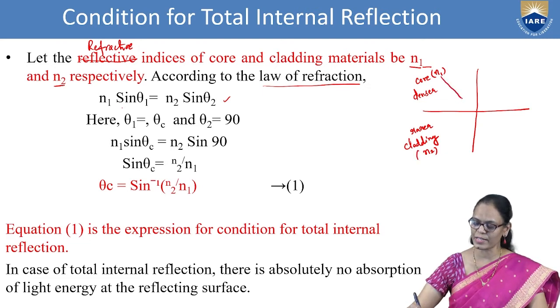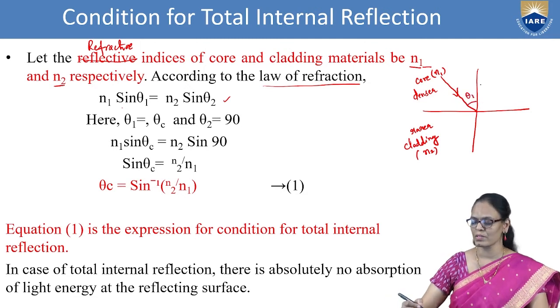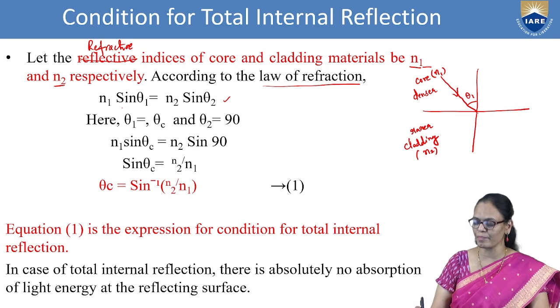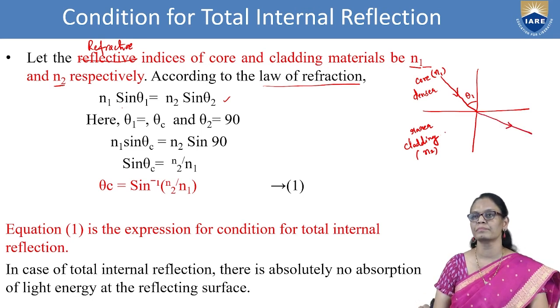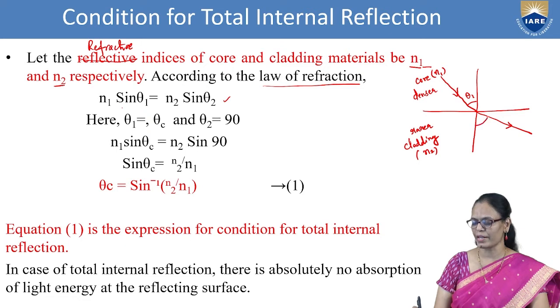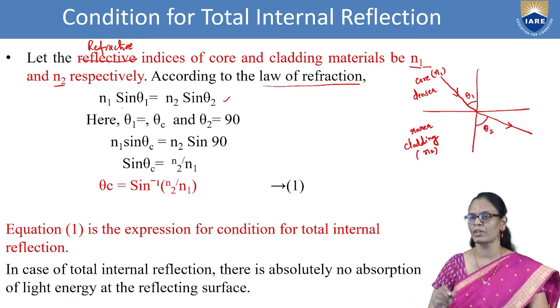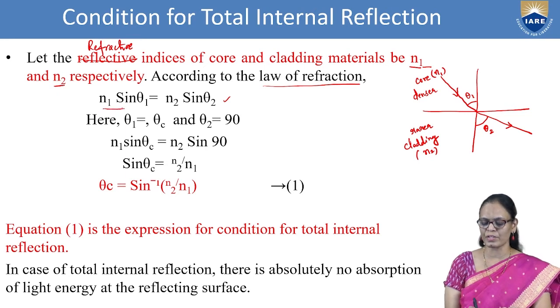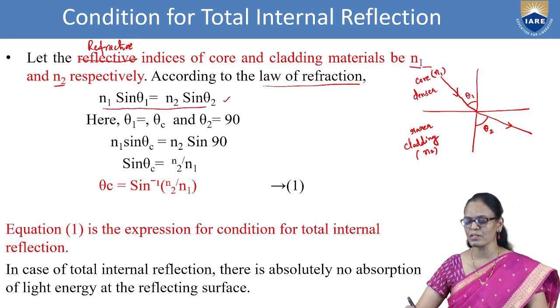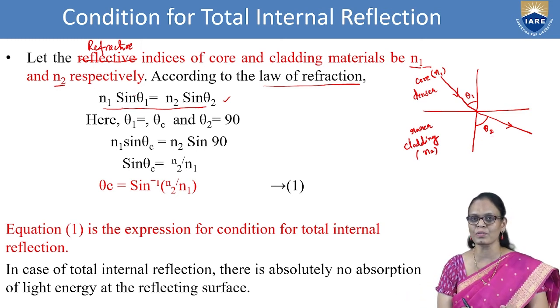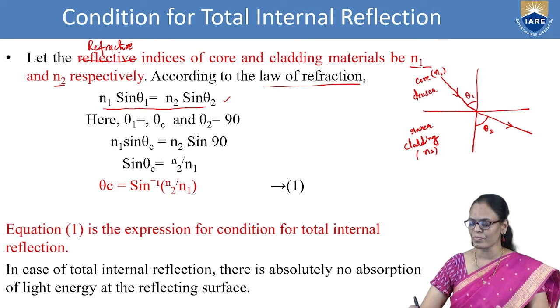Now a ray of light is incident here at the interface. This angle is theta 1. Because it is coming from denser to rarer medium, it bends away from the normal. This is the refracted ray and this is the angle of refraction. So how do we write using the law of refraction? N1 sin theta 1 is equal to N2 sin theta 2, or we have N1 by N2 is equal to sin theta 2 by sin theta 1. Now we will apply the conditions. In case this angle theta 1 is equal to theta c.